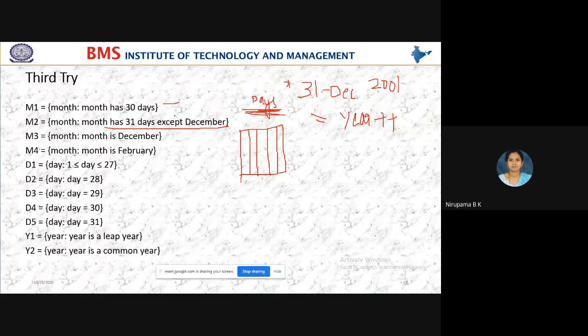Some months have 30 days, and which all the months are those? April, June, September and November. And in which all the months do I have 31 days? January, March, May, July, August, October, December. There are 31 days there, but we are excluding December.